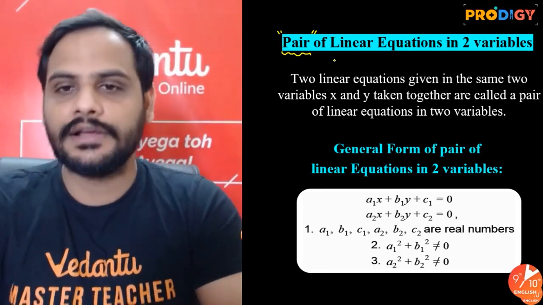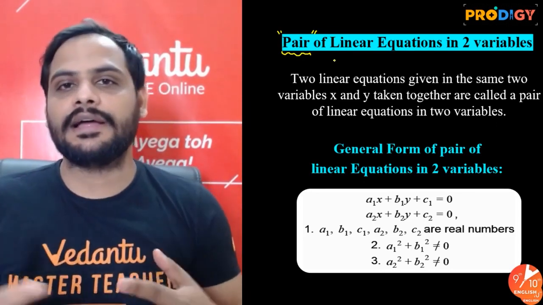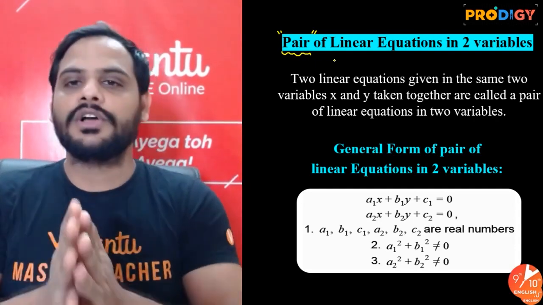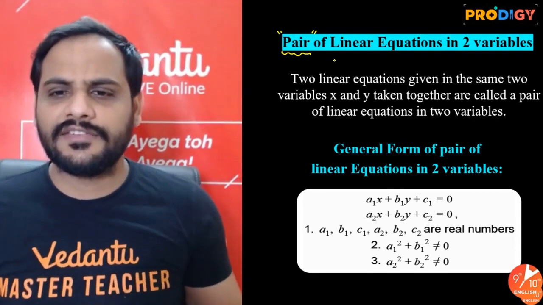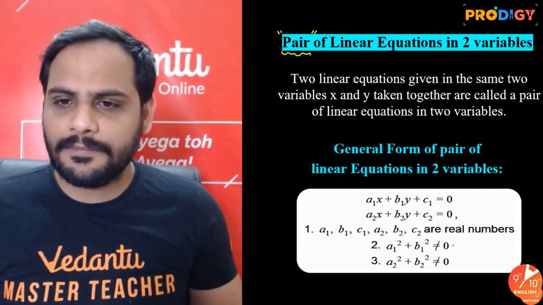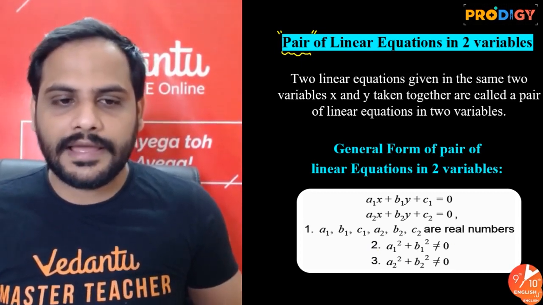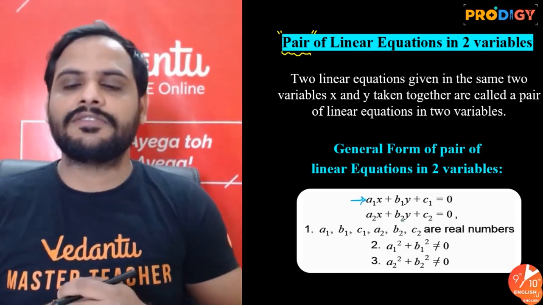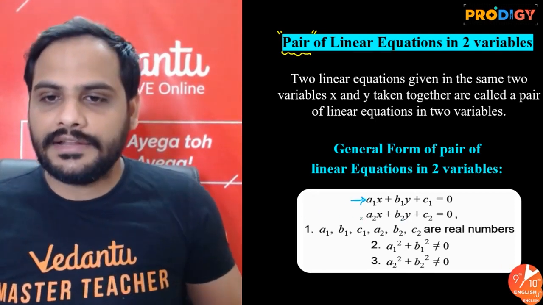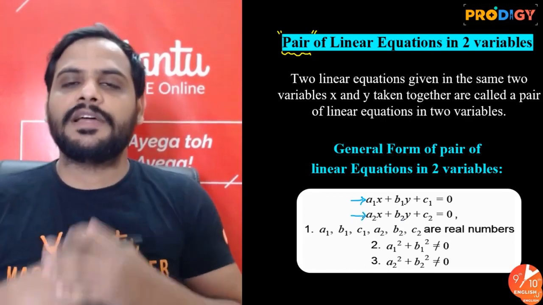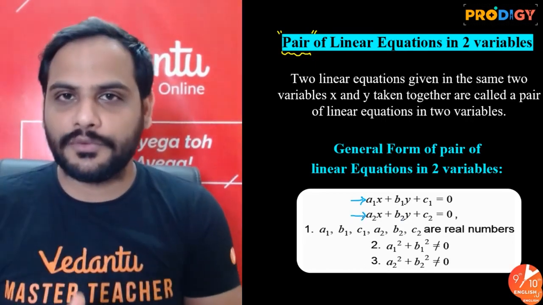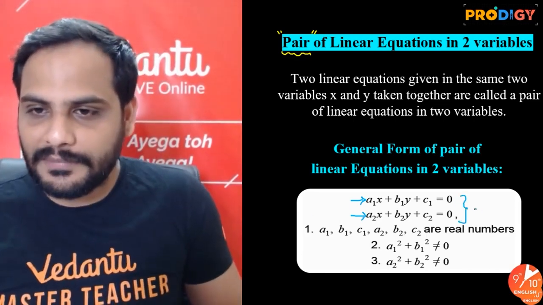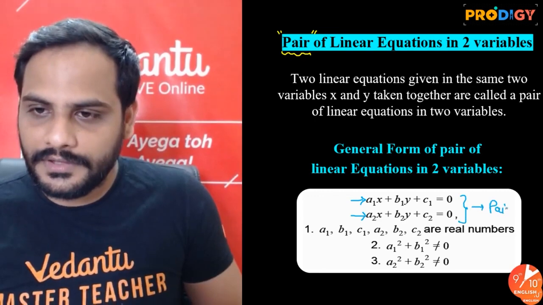Alright, so if we have two equations, I know the general form is ax plus by plus c equal to 0. So let's say my first equation is a1x plus b1y plus c1 equal to 0, and the other equation is a2x plus b2y plus c2 equal to 0. Alright, so these are my two equations. This is my pair.